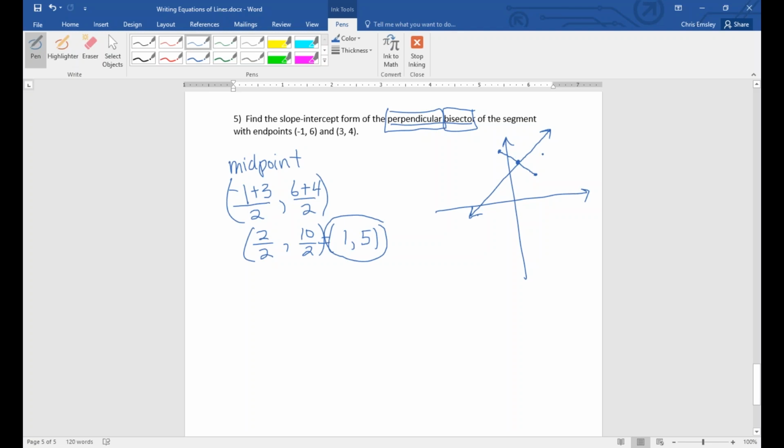And if you look at our graph, I mean, this was just a quick sketch, but it looks like that matches that point. The other piece of information we need would be the slope.